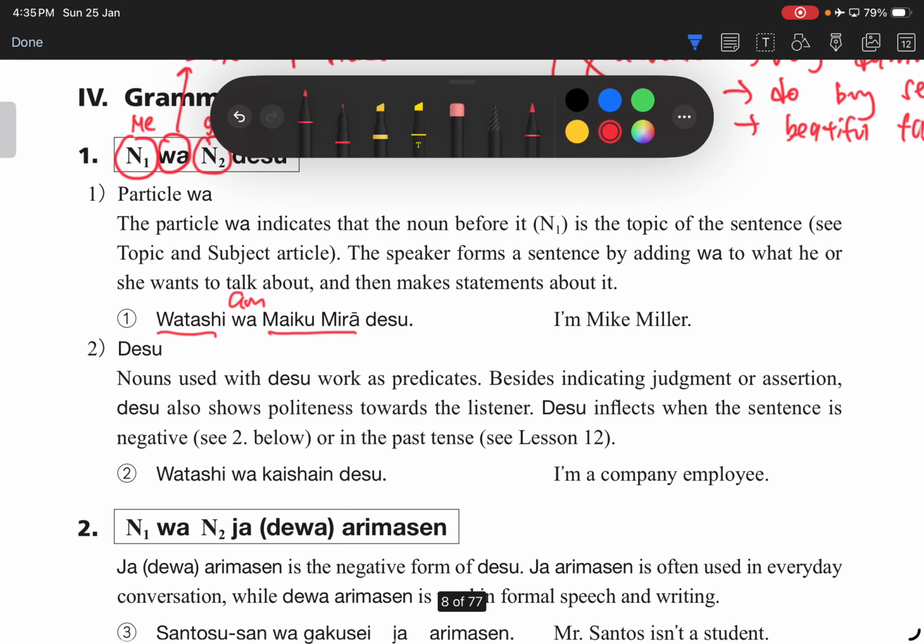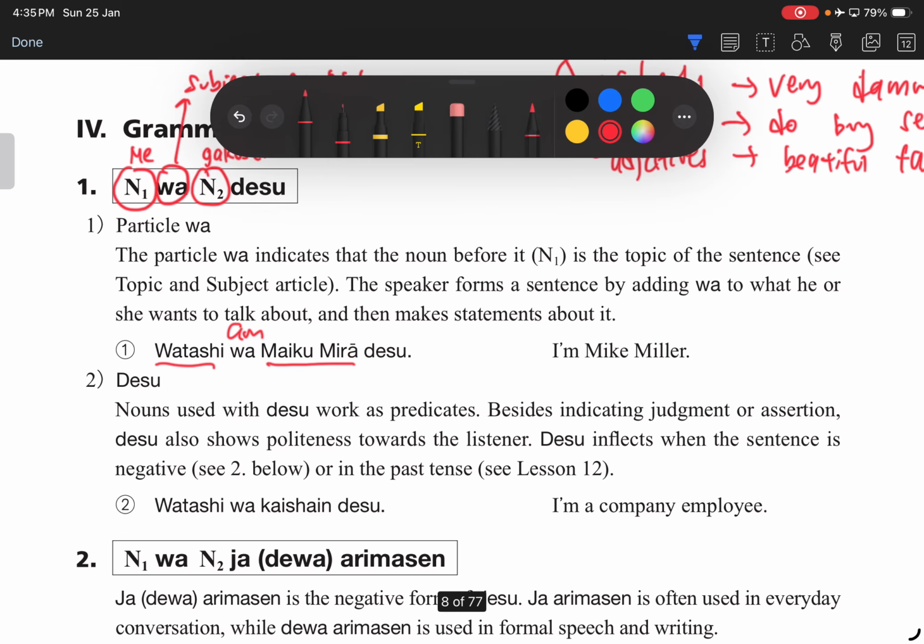Next we have desu. I will always say desu has no meaning. It is just there for politeness only. So, you see, I am Mike Miller. I don't need anything behind. So this desu is just to tell people, oh, I finished my sentence already. So it really means nothing.